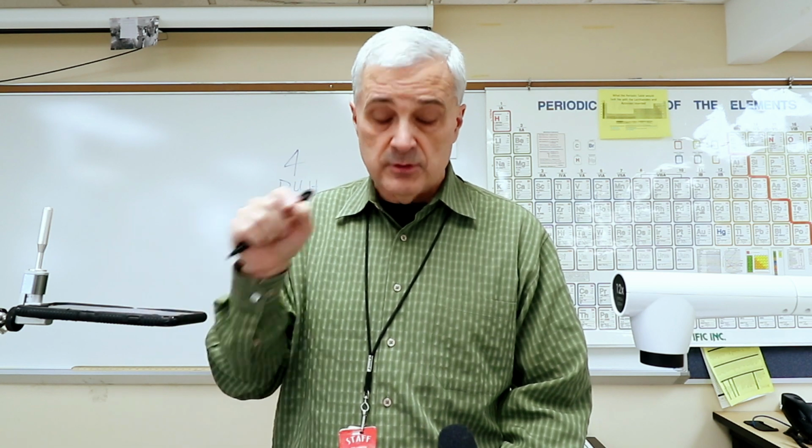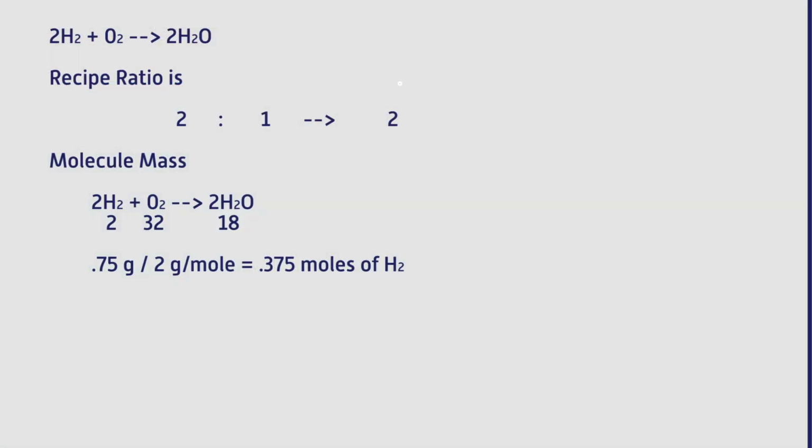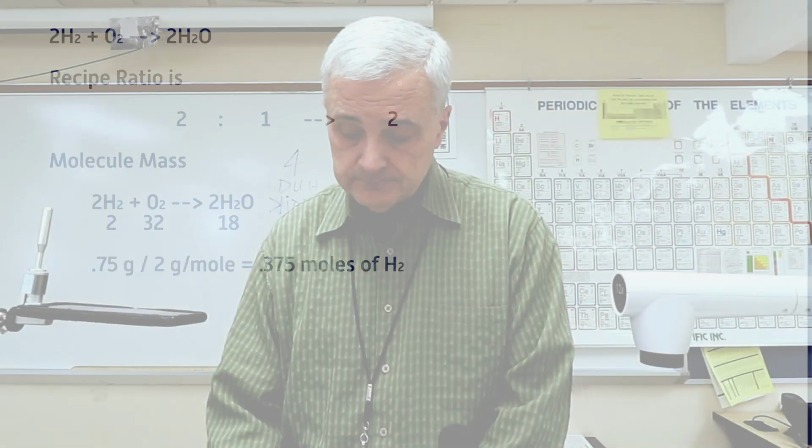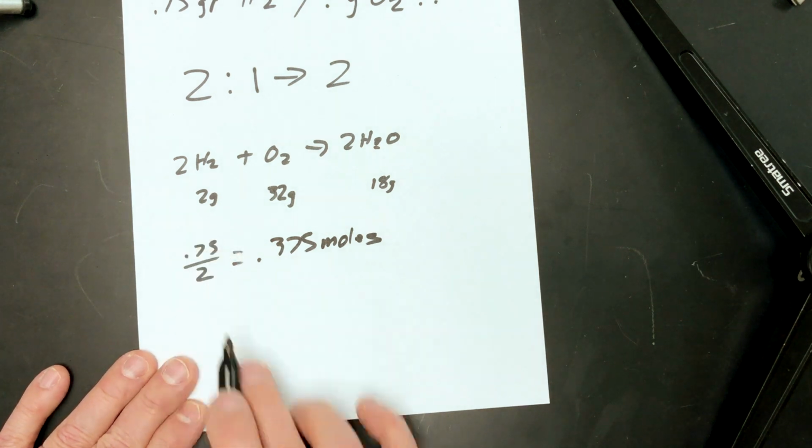0.75 divided by, so it's grams to moles, divide. I make my classes chant: moles to grams, you multiply. Grams to moles, divide. Moles to grams, you multiply. Grams, 0.75 grams to moles, divide. Divide by 2. Equal sign. I have 0.375 moles. So I have 0.375 moles of hydrogen.